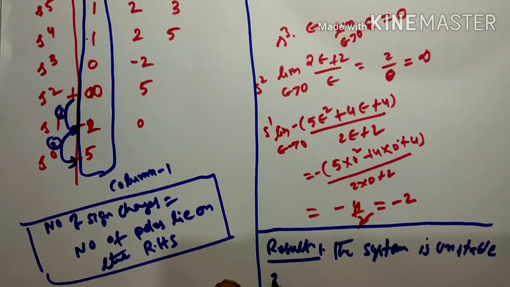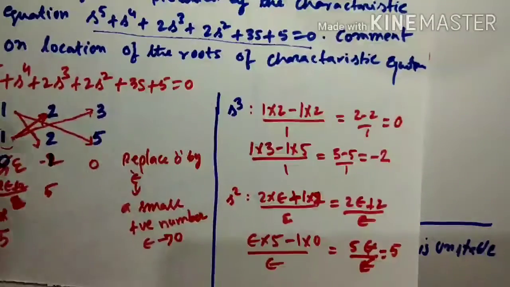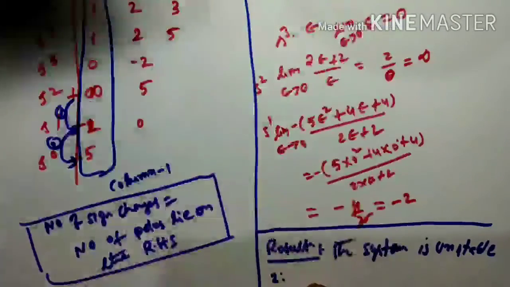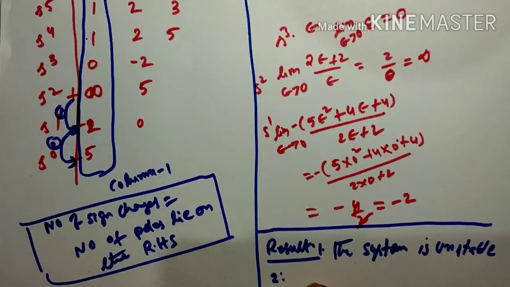So what is the second point? The second point, we have to comment how many poles are lying. What is the question we asked? Comment on location of the roots of characteristic equation. So how many roots are lying? There are two sign changes. So two poles are lying on the right half of the S plane.